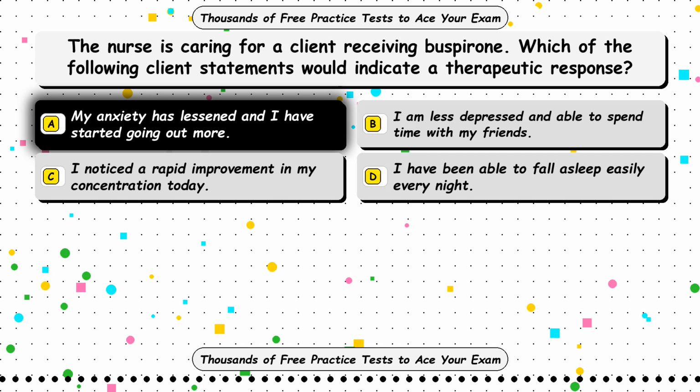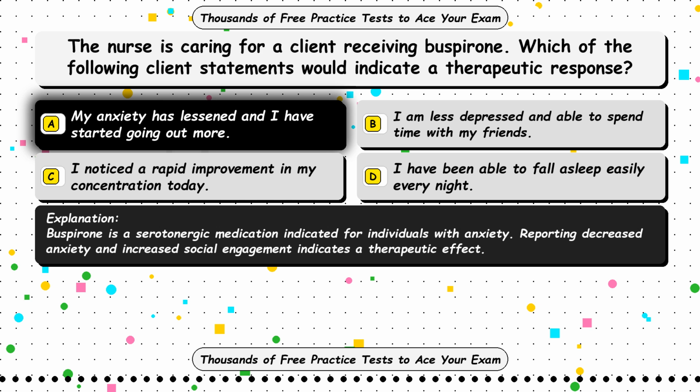The correct answer is option A. My anxiety has lessened and I have started going out more. Buspirone is a serotonergic medication indicated for individuals with anxiety. Reporting decreased anxiety and increased social engagement indicates a therapeutic effect.